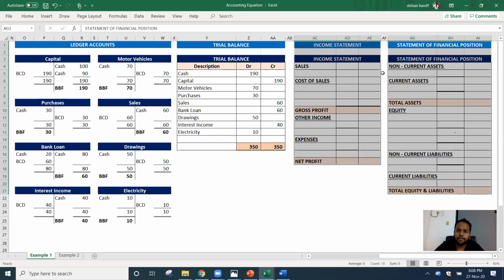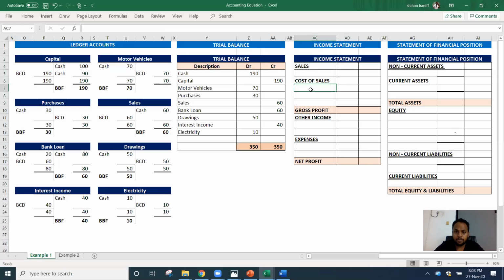Right. So the format of the income statement will be sales minus cost of sales. Cost of sales means opening stock plus purchases minus closing stock. Then you will get the gross profit. Then if there is any other income, you will add, and any expenses will be deducted. Finally, you will get the net profit.